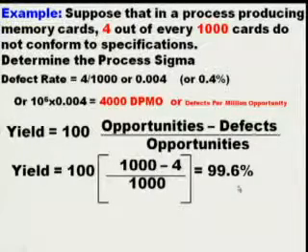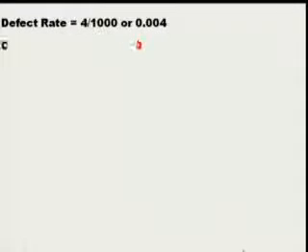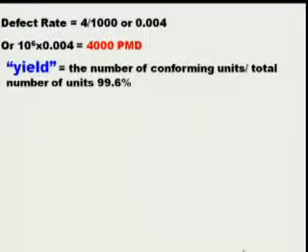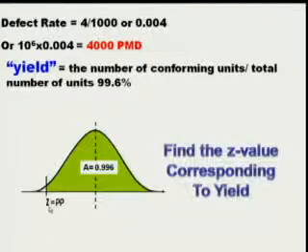Now remember those tables? If we go back to the tables, now that we know the yield, which is the number of conforming units per total number of units, going back to the table, you will see what that corresponds to. Now before I do that, look at this. Here is our area, the 99.6%. Here is our Z value. So we can find the Z value if you don't have the table.